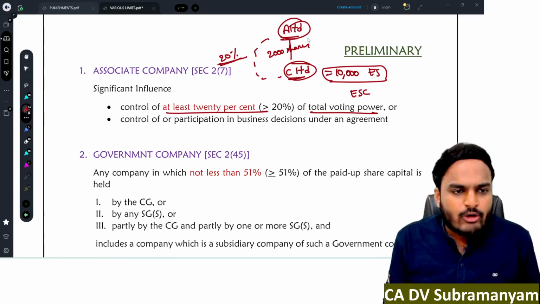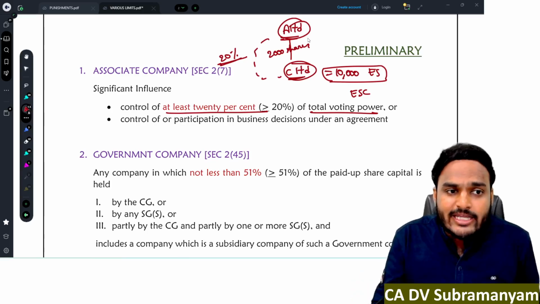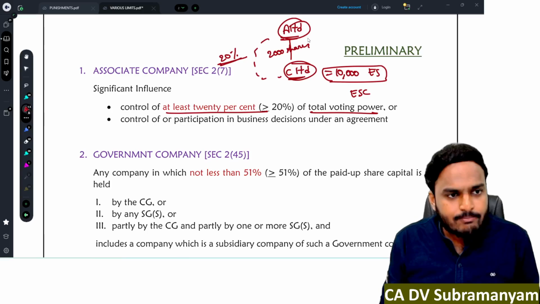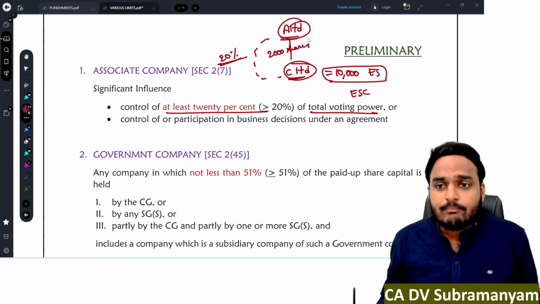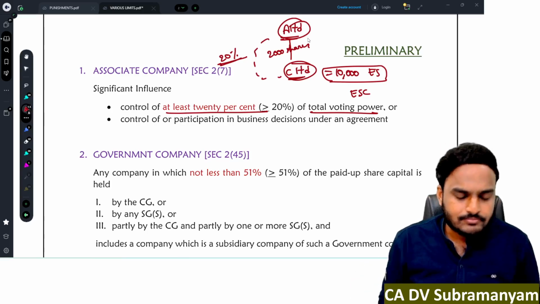Now C Limited is an associate company to A Limited. Here at least 20% also covers 20%. Even if it is 20%, yes, the condition of significant influence is said to be satisfied and the company becomes an associate company.